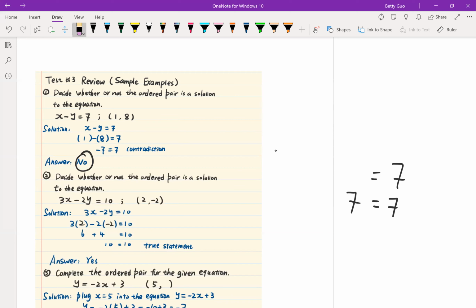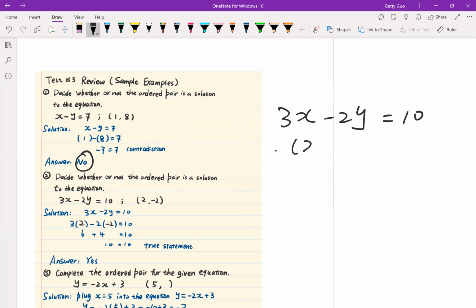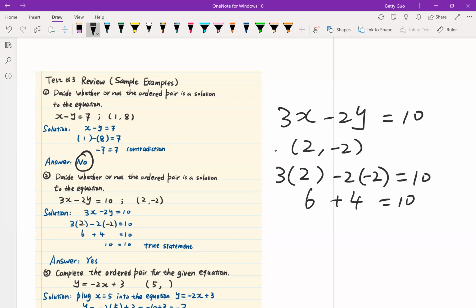Number 2, decide whether or not the ordered pair is a solution to the equation 3x minus 2y equals 10. The ordered pair is (2, negative 2). We are going to plug in 3 times x minus 2 times y equals 10. We put 2 in the place of x, and negative 2 in the place of y. 3 times 2 is 6. Negative 2 times negative 2 is positive 4. 6 plus 4 is 10. 10 equals 10.